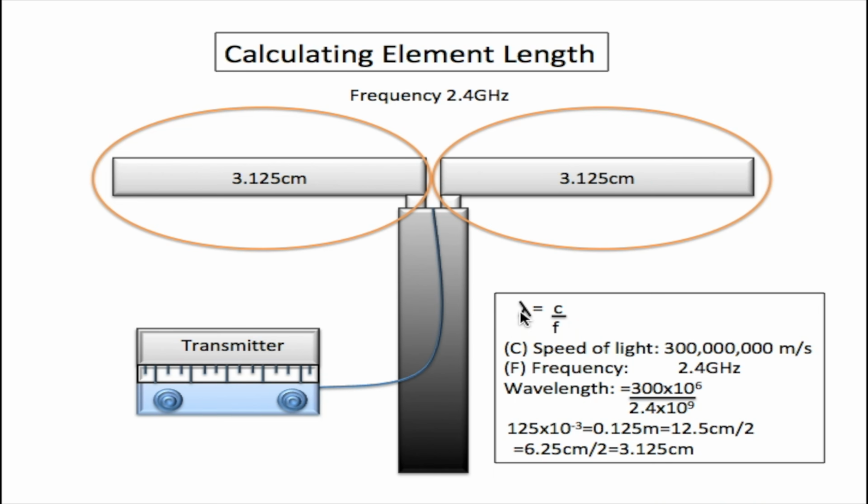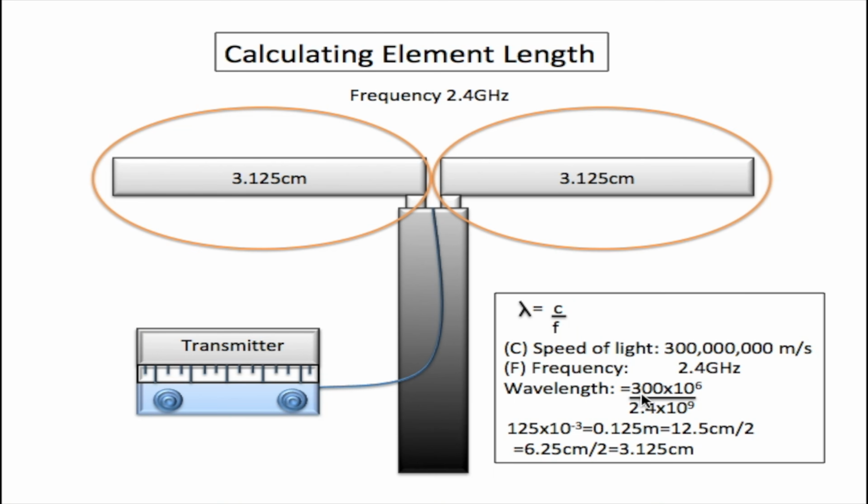This symbol here stands for wavelength, which is equal to C over F. C stands for the speed of light and F stands for frequency. Now here we have it right under here. C, speed of light, which is 300 million meters per second, and the frequency is 2.4 GHz. Now we use this equation to find the wavelength.